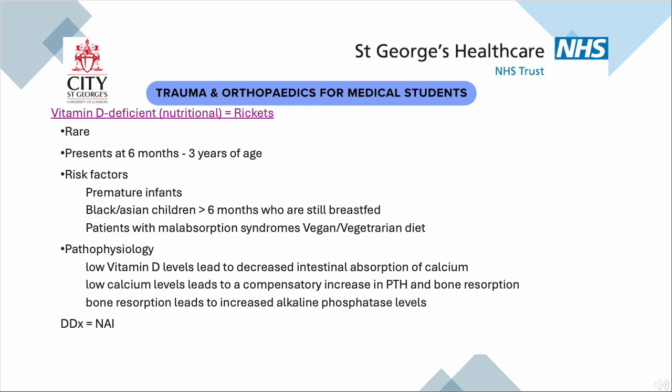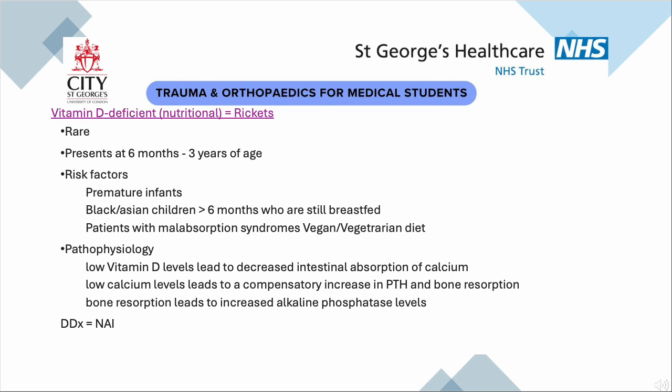So vitamin D deficiency can cause rickets, and that can be either genu varum or genu valgum. It is rare, but we do see it in children's orthopaedics because we get referred the deformities, and then we investigate with blood tests. It presents really between 6 months to 3 years of age, and risk factors can be premature infants, Black or Asian children, particularly who are still breastfed, and also patients with malabsorption syndromes, and also a vegan and vegetarian diet puts you at a higher risk.